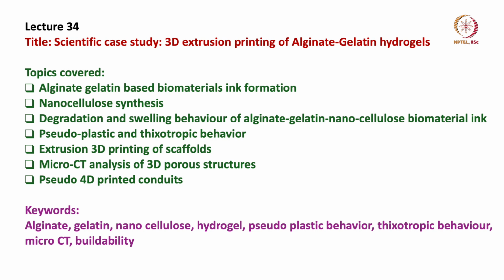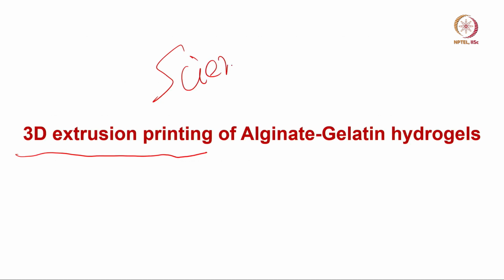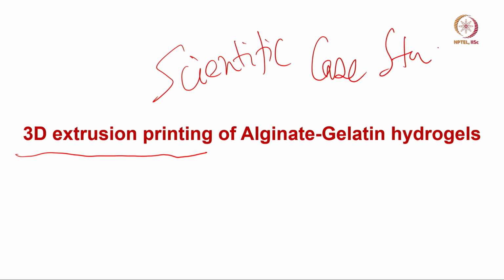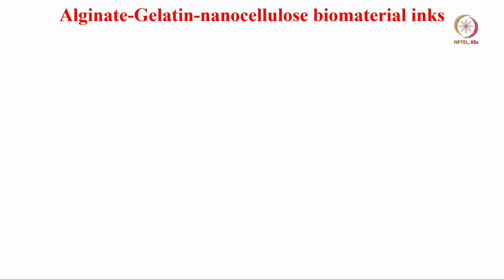So, in the last few lectures, I have discussed the process science involved in the 3D extrusion printing of biomaterial inks, as well as 3D bioprinting and 4D bioprinting. From this lecture onwards, I will be showing you some of the experimental results as part of the scientific case study of the 3D extrusion printing of alginate gelatin hydrogels.